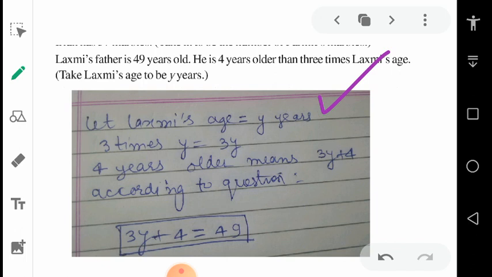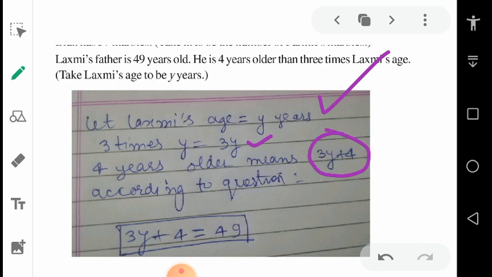3 times y is 3y here. Then 4 years older means 3y plus 4. Older means the age will be increased after 4 years. So after 4 years, Lakshmi's father's age will be 3y plus 4. So this is the age of Lakshmi's father, but in the form of a variable.